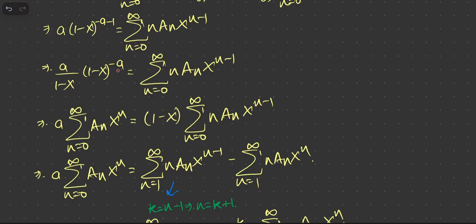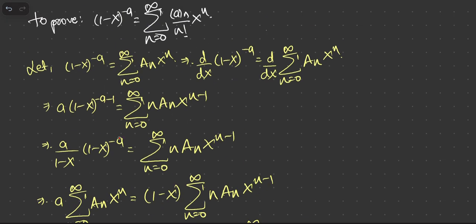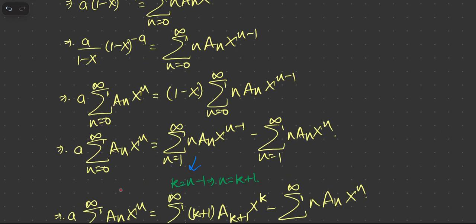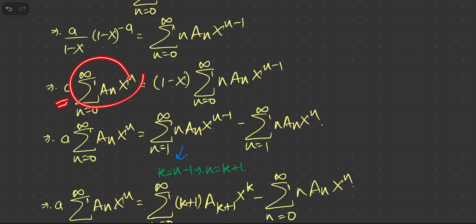Next, this very function, we had assumed it to be this sum, so I have replaced the function with the sum here. So it's a times the sum as n goes from 0 to infinity, the power series, a sub n times x to the n. Simultaneously, I have multiplied both sides by 1 minus x. So here we have 1 minus x times the sum as n goes from 0 to infinity of n times a sub n times x to the n minus 1.